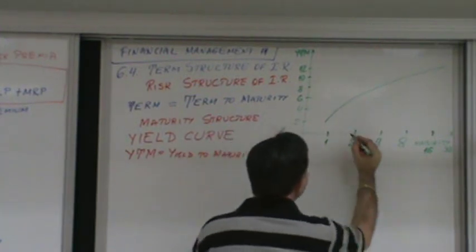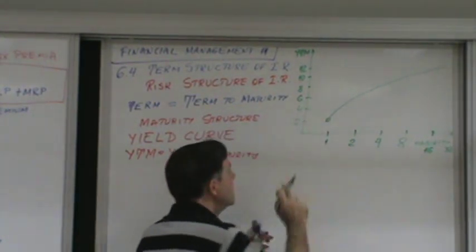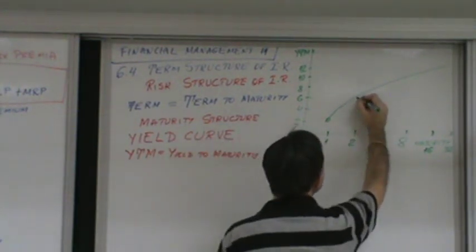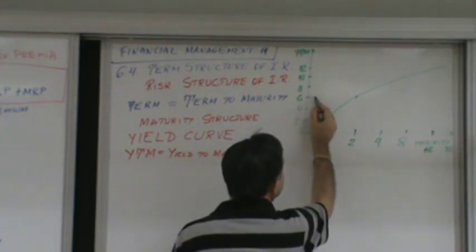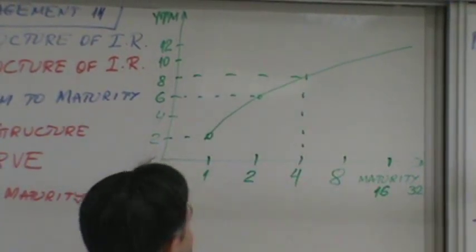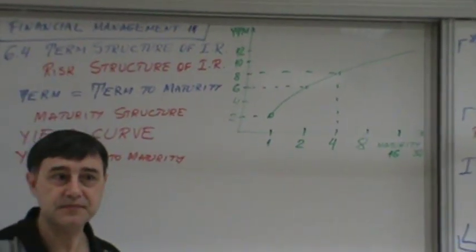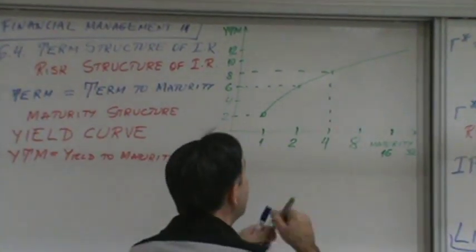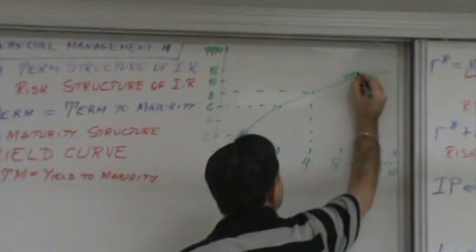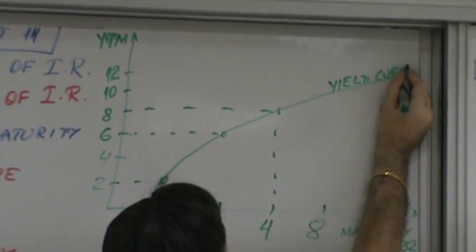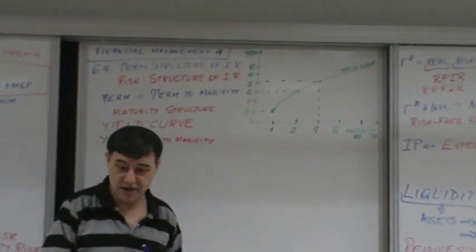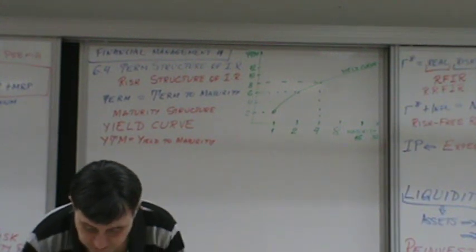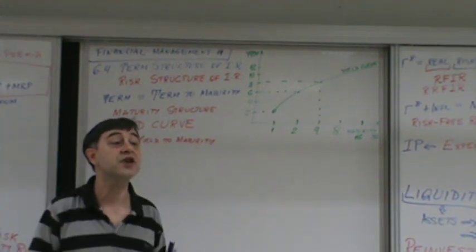And it just shows you, for a 1-year bond, the yield to maturity is 2%. For a 2-year, it's about, I'm just picking a rough number of 6. For a 4-year, it's gonna be about 8, and so on, okay? So, this curve is called, let me write it in green, yield curve, okay? That's it, that's what the yield curve is. And yield curve can have different shapes.